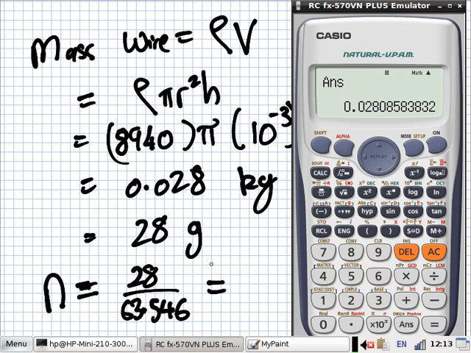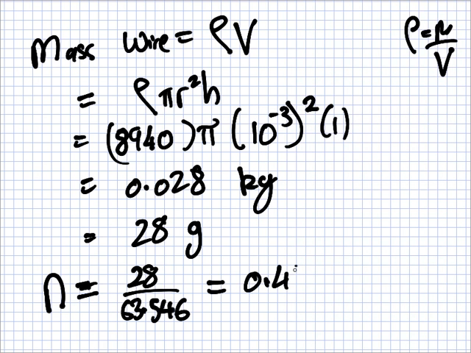I changed this into grams, didn't I? 28 grams divided by 63.546 grams. So there's about half a mole. 0.442 moles. Okay, this is looking good.